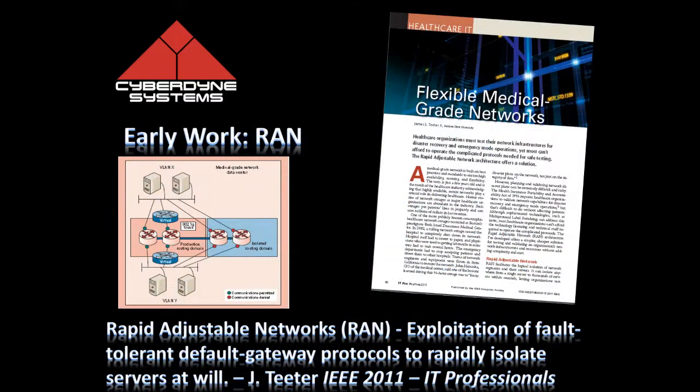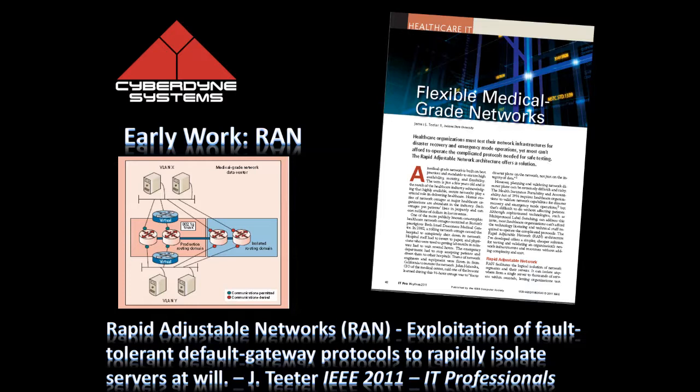So really this is just an extension of some early work I did back in 2011 on what I called rapid adjustable networking, where I basically was able to exploit HSRP to isolate hundreds of servers within a few seconds, be able to perform disaster recovery exercises using those app and web servers, and then after the DRE tests were done, be able to move those hundreds of servers back into production within just a minute or so.